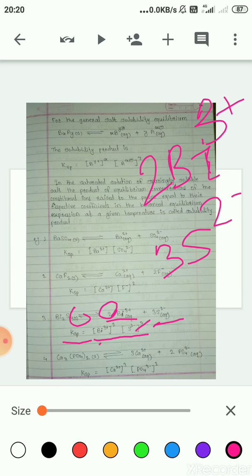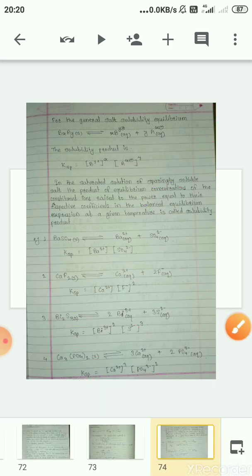In the same way, try to write down the equation for calcium phosphate, whose formula is Ca3(PO4)2. You will get the equation Ksp is equal to calcium 2+ to the power 3 into concentration of phosphate, that is PO4 3-, to the power 2. Next time we will see the relationship between solubility and solubility product. Thank you.